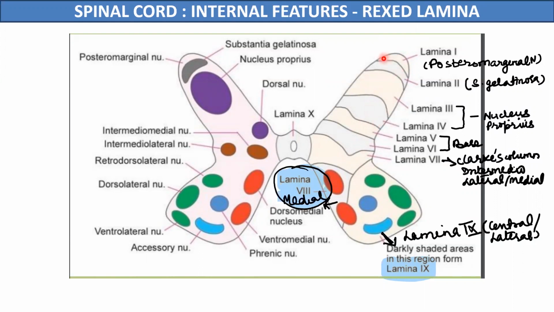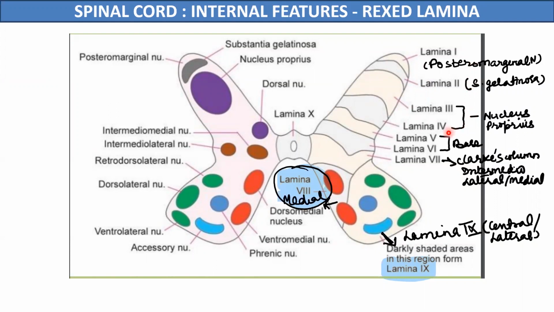So the first lamina, lamina 1, is at the tip of the dorsal horn and it corresponds to the posterior marginal nucleus. Lamina 2 corresponds to the substantia gelatinosa, and lamina 3 and 4 correspond to the nucleus proprius. So these four laminae, 1 to 4, are for the exteroceptive sensations and they form the dorsal horn of the spinal cord.